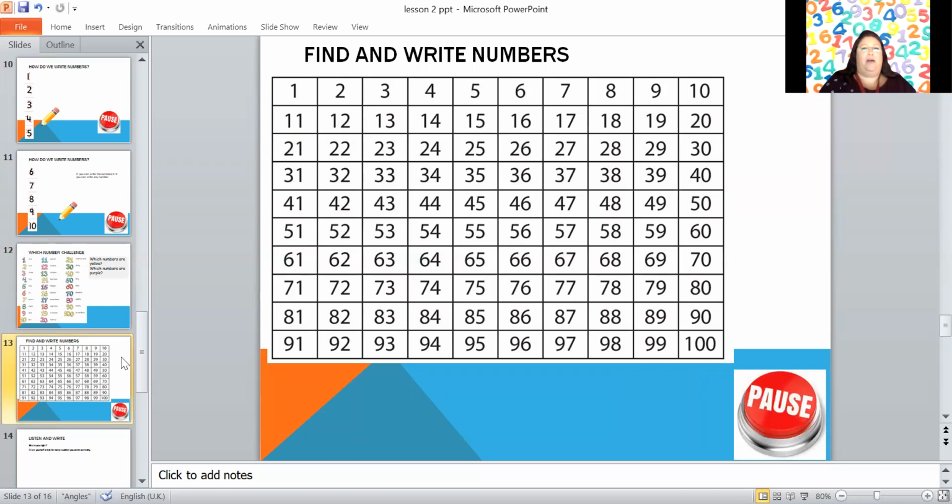So you ready? I'm going to start off with a low number. I'm going to start off with the number 7. Write it on your paper. If you need a bit more time, press pause. So here we go. Here's the number 7. Did you manage it? Fabulous. Well done.